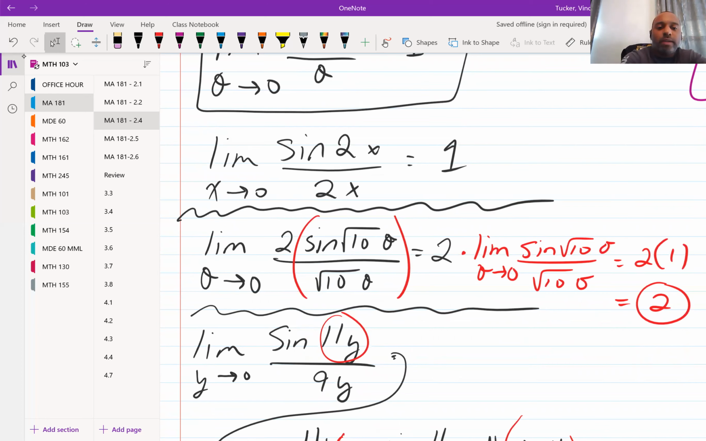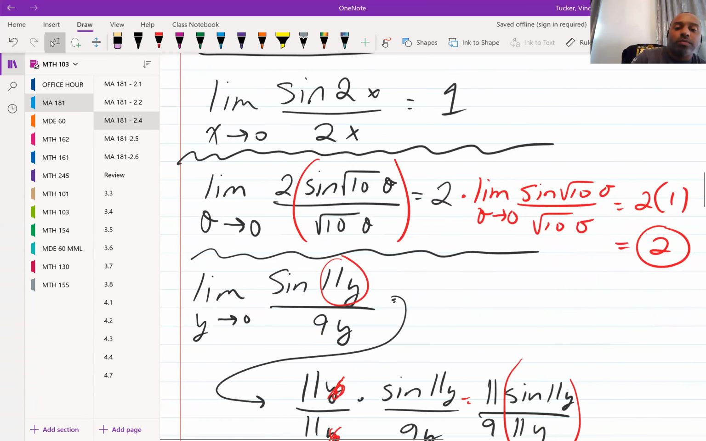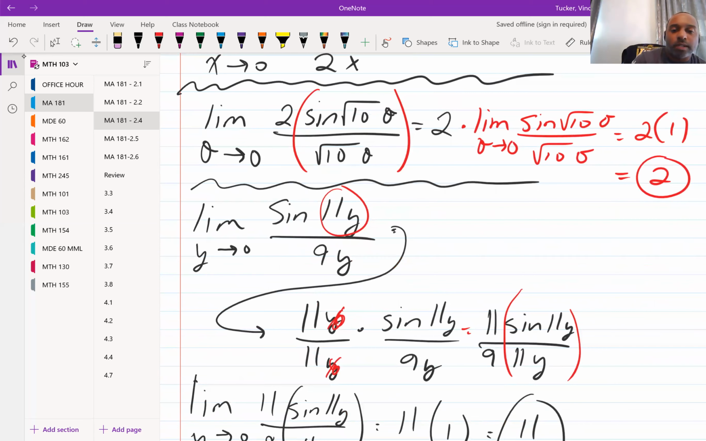All right, next one, we have the limit of sine of 11y over 9y as y goes to 0. So what we need is 11y in our denominator. We have 9y in our denominator, so that's not going to necessarily help us. We need y, but we need an 11 down there. So what we can do is multiply both top and bottom by 11.